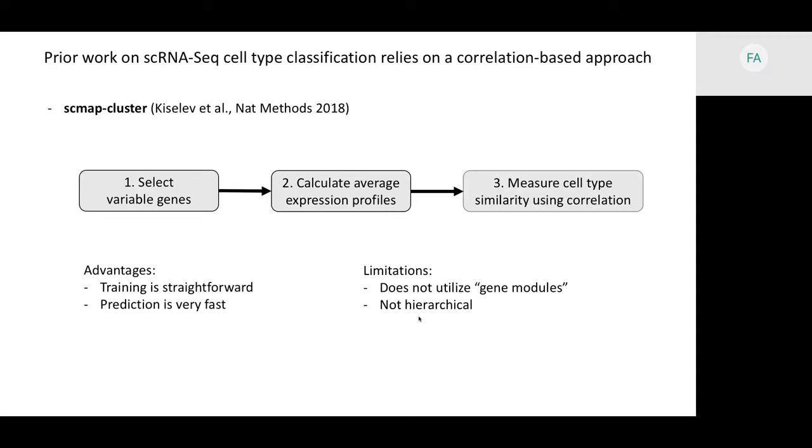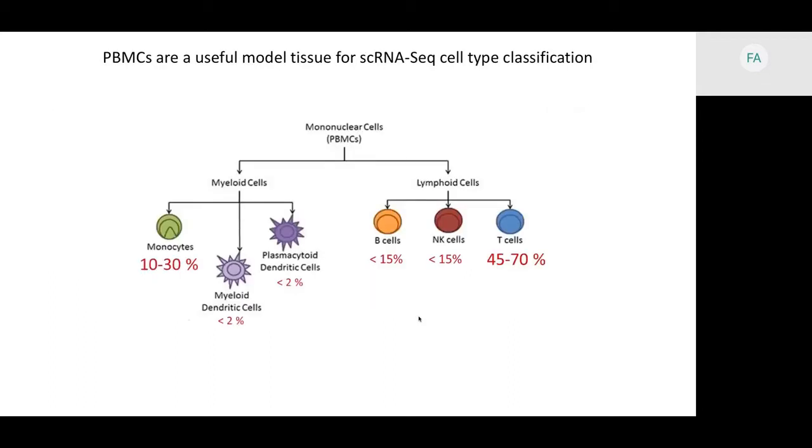So ideally, we want to utilize this concept of gene modules and maybe define some latent variables that we can use to do the classification on. And second of all, it's not a hierarchical approach, and we think a hierarchical approach would be very useful considering this multi-resolution problem that I talked about earlier. So we wanted to address these limitations, and to do so, we focused on PBMCs as a model tissue.